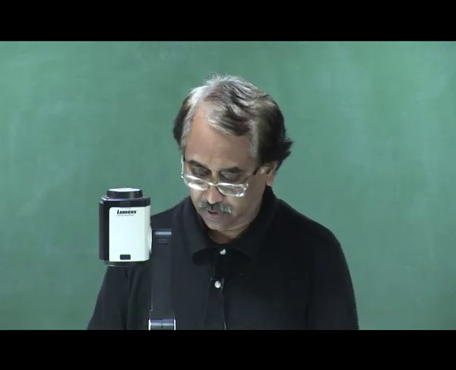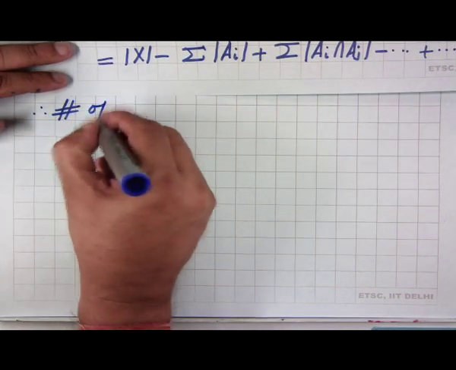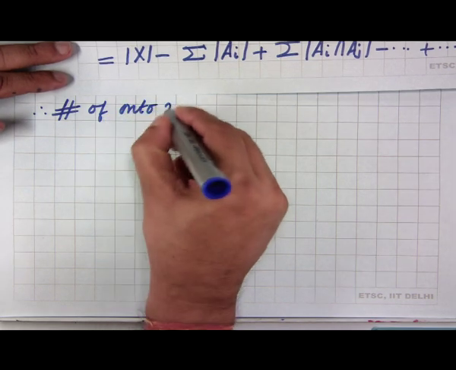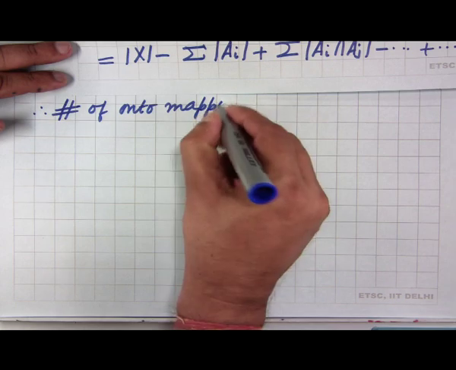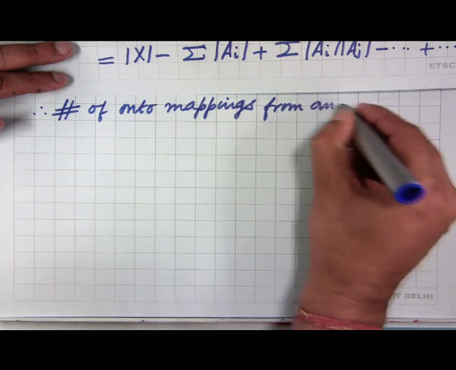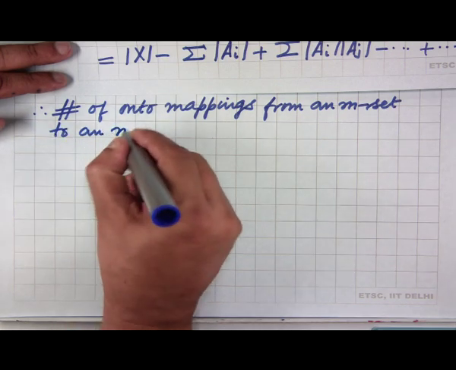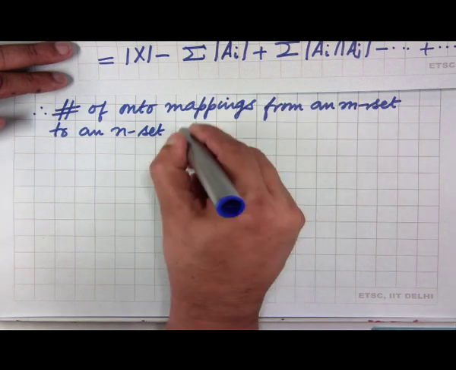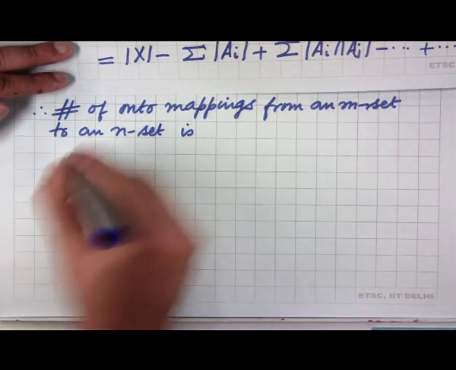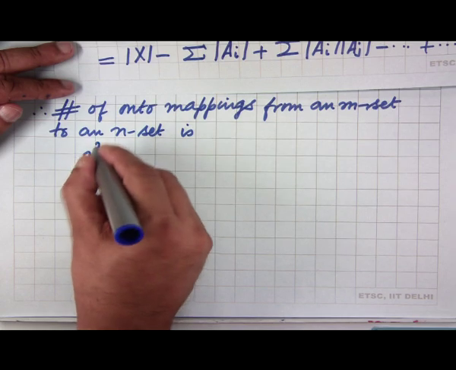Get a fresh sheet. I still have this general formula written there. I therefore get the number of onto mappings from an m set A to an n set B is, and I write the cardinality of X first. What we had was n to the power of m.